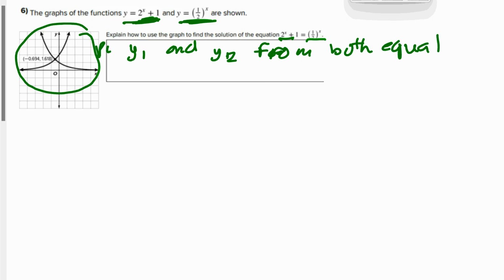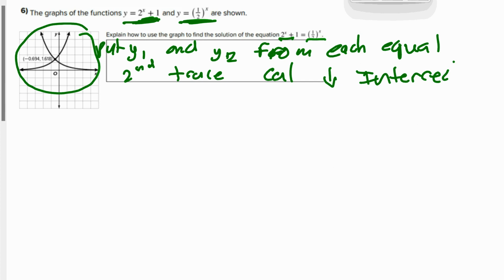So put y1 and y2 for each equation, right? One equation is y1, the other equation is y2. And then we go ahead, we don't even have to hit graph, we can graph, but we can hit second trace on our calculators and look for that, move over to calculate, and then go down to intersect. Right, so we want to see where those two graphs intersect, and there would be our solution right there, that point of intersection.